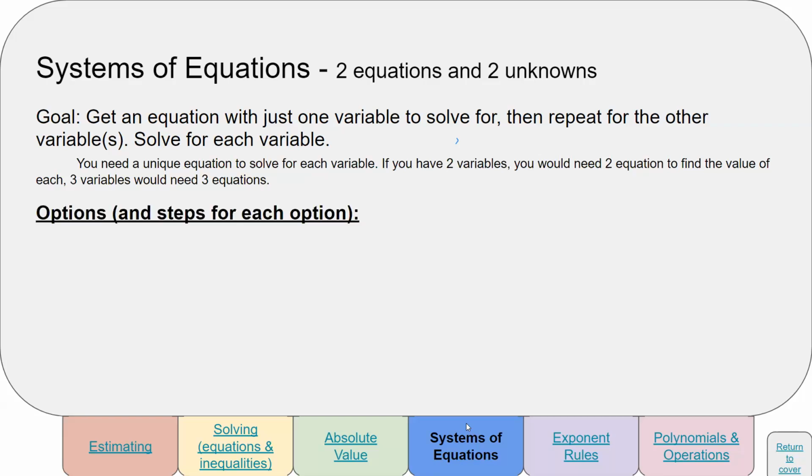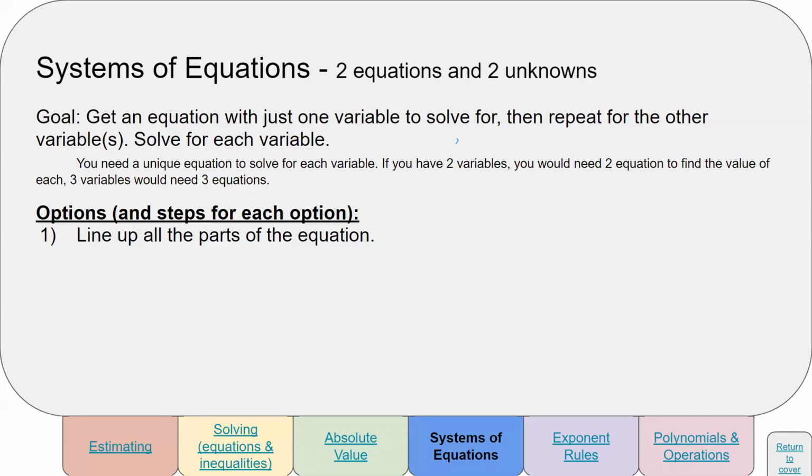And then we have options. There are 2 essential options. One is elimination and one is substitution. The first way I like to do it is elimination, because mathematically, elimination will carry you further and you'll be able to solve more problems. So I like to have that as my first option.